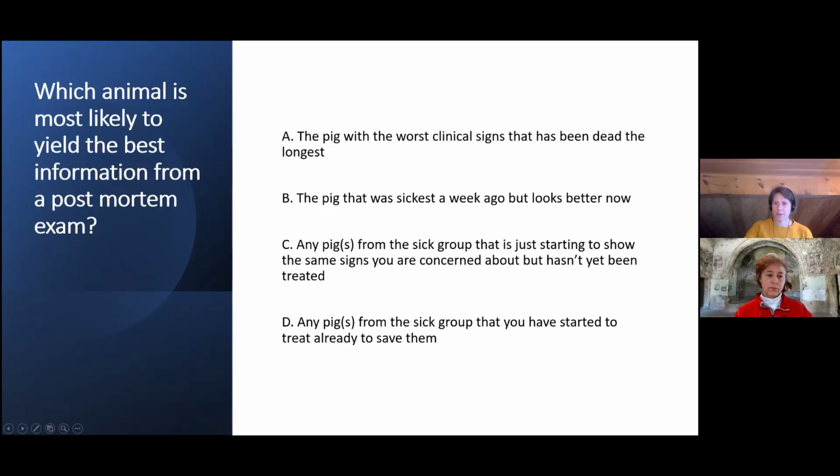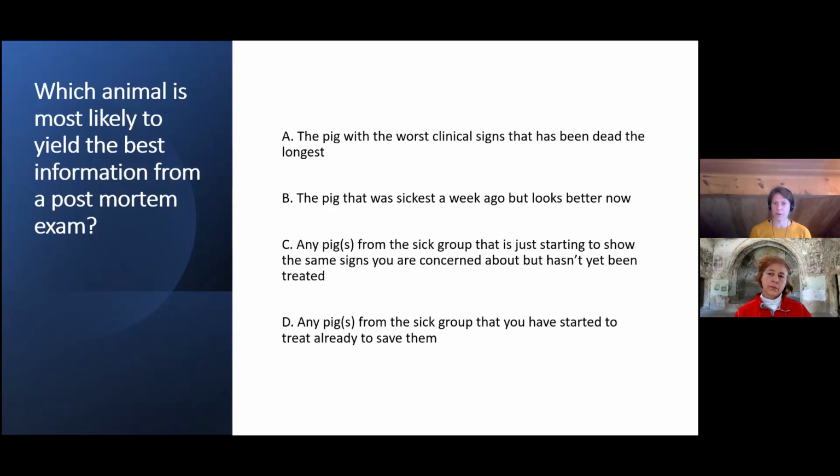And the post-mortem exam in general is an excellent opportunity for partnering with a veterinarian who can advise you about which animals to examine, what tissues to collect, and how to interpret what you're finding, both on the farm and in your lab report.